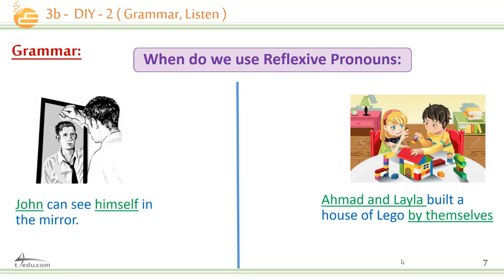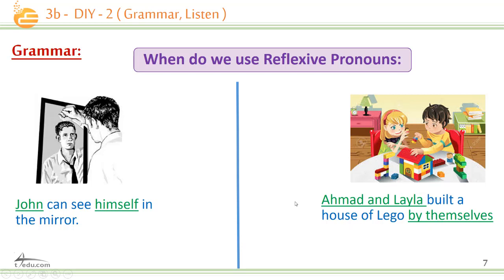Okay, now, when do we use reflexive pronouns? Look at this first part. John can see himself in the mirror. So we say John, it's singular, and he's male, so we use he. Can see. The correct reflexive pronoun for he is himself. Very good. So John can see himself in the mirror. Ahmed and Layla. So we're speaking about the plural form. So it's they. Okay. So they built a house of Lego by themselves. Very good.